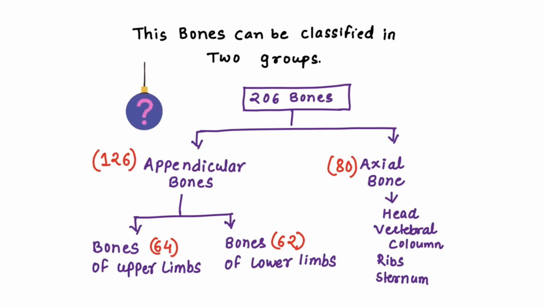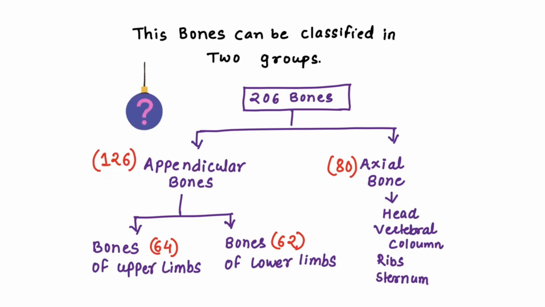Now, further, appendicular bones are divided into two parts: bones of the upper limbs and bones of the lower limbs. There are 64 bones of the upper limbs and 62 bones of the lower limbs. And there are 80 axial bones, which contain the bones of the head, vertebral column, ribs and sternum, and the hyoid bone.